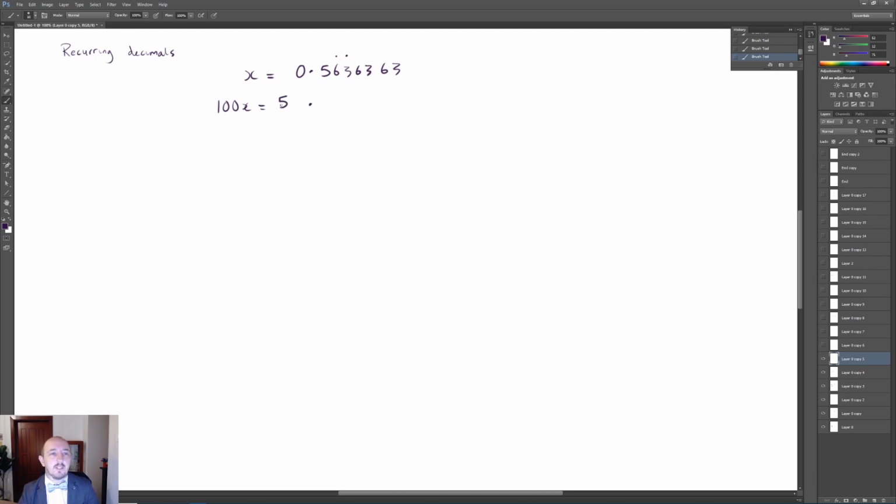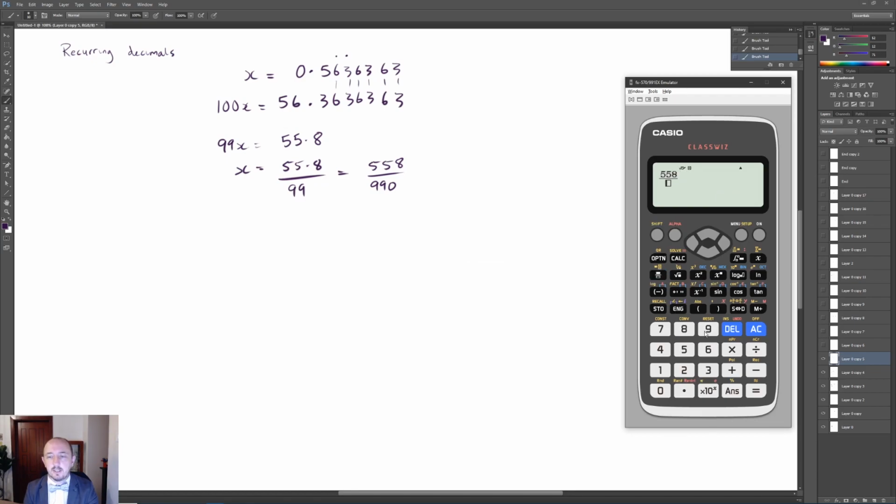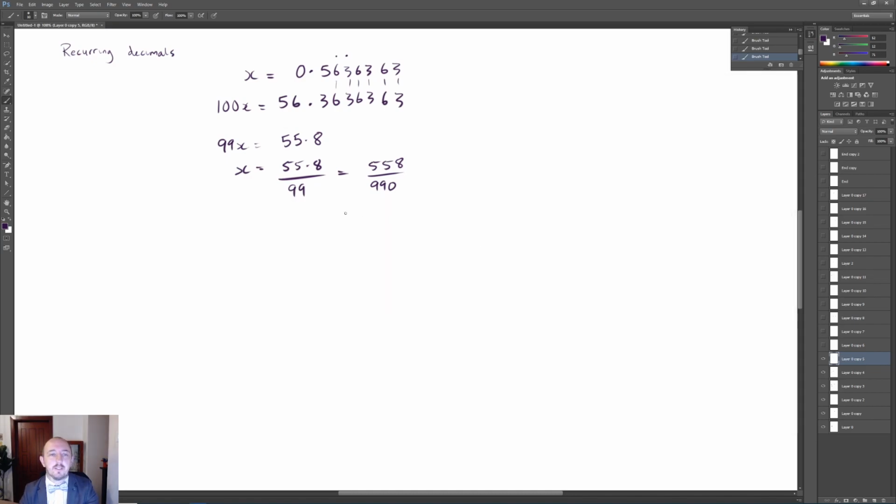And what that does is it lines up all of the recurring decimals for us. So we times this by 100, we get 56.36363 like this. So you'll notice that all of these line up, starting from right to left. And then we get to a point where they don't line up anymore. So we're going to subtract these two, 99x, and we do 56.3 minus 0.5 gives us 55.8. Okay? So now we can divide through by 99, and we're not really allowed decimals in a fraction, so we can times everything by 10, 558 over 990, and see if this will cancel down on our calculators. 558 over 990 is 31 over 55.